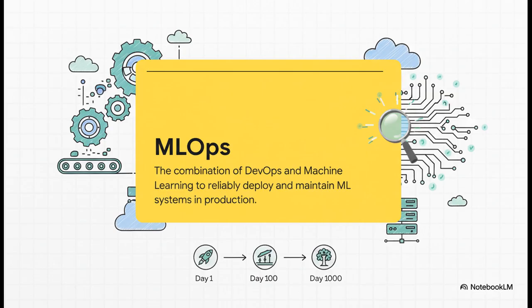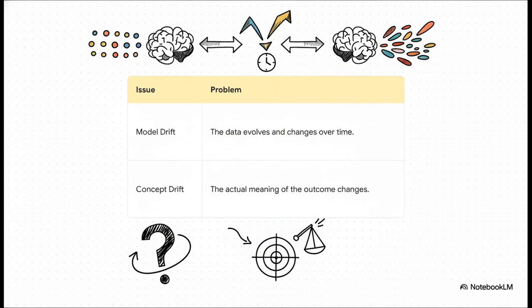It's all about making sure your model doesn't just work on day 1, but that it keeps working on day 100 and day 1000. And why is that so hard, you ask? Simple. The world changes constantly. You've got to watch out for things like model drift. That's when the data your model sees in the real world starts looking different from the data it was trained on, and bam, its performance starts to drop. Or even worse, concept drift, where the very meaning of what you're trying to predict actually changes over time.